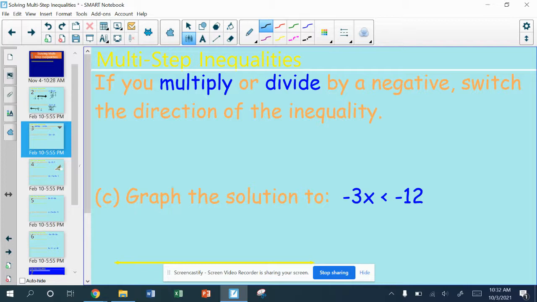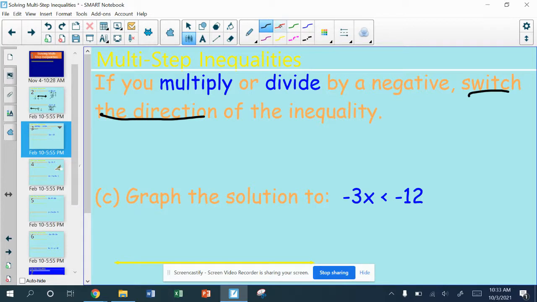Now, those 2 problems were just adding and subtracting. If we just multiply or divide by a positive number, it's exactly like our equations. No different at all. But if I'm solving an inequality and I have to multiply or divide by a negative number, I have to switch the direction of my inequality.